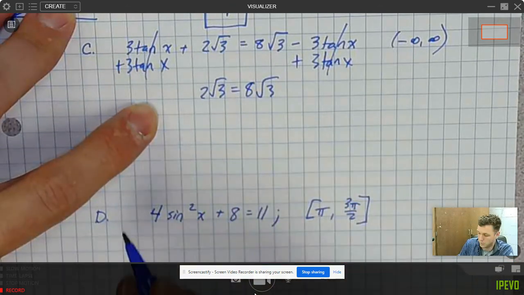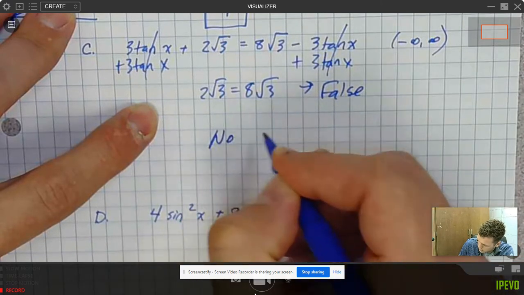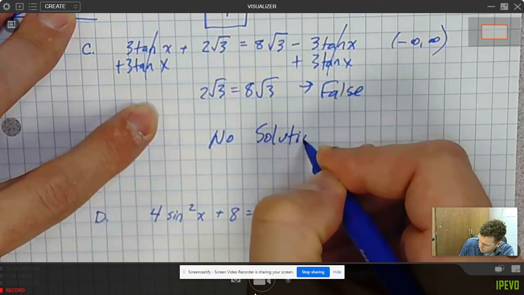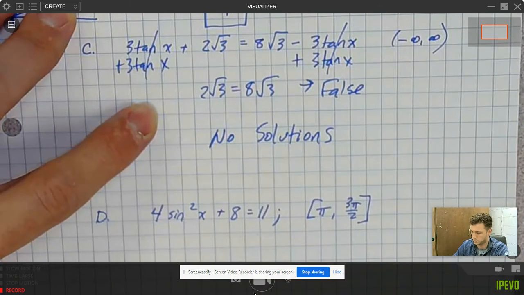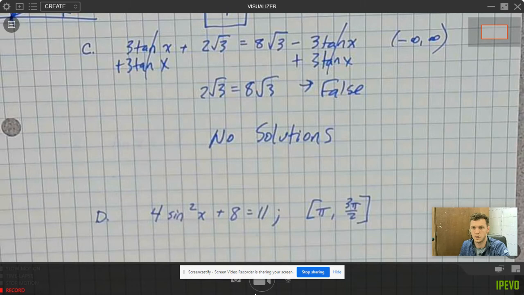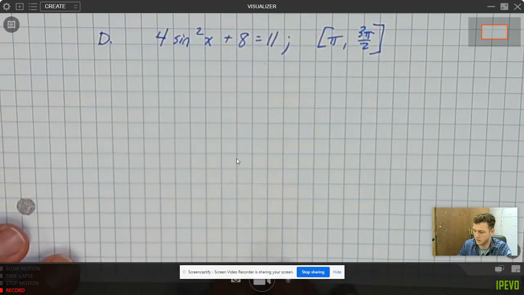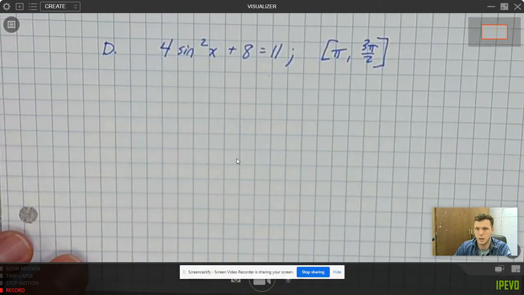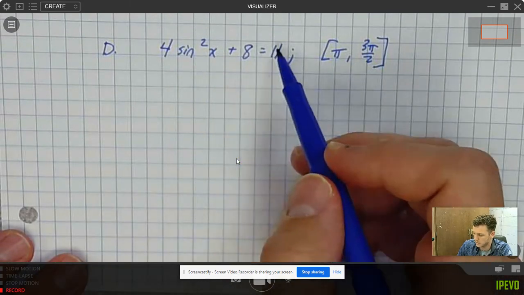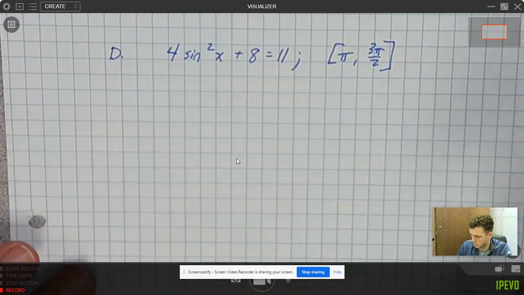Okay, one more example like this, and then we're going to look at some where we don't have common values. And it's essentially the same thing. We're just going to use our calculator for it. So here I got 4 sine squared of x plus 8 equals 11. Okay, don't let the squared scare you, okay? It's not that big a deal. Here, we'll just end up using square roots to solve. But here our interval is pi to 3 pi over 2. So if you think about where that is on the unit circle, that is essentially just quadrant 3. Okay, so we're just looking for the angle within quadrant 3.